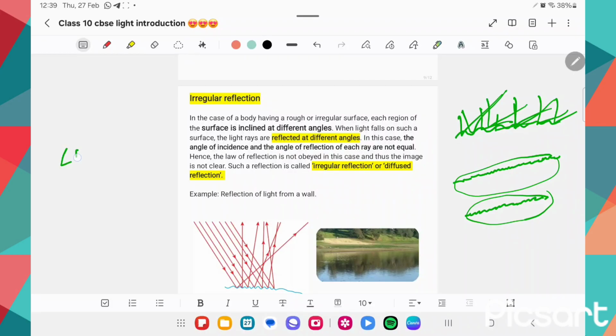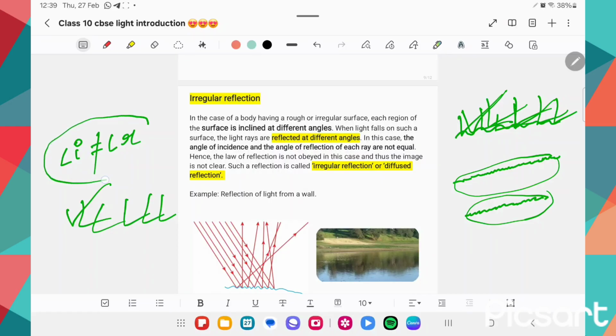It will not be like this. It will be diffused, because the lines will not be parallel. The light rays will be diffuse. At that time, it will not follow the concept that the angle of incidence is equal to the angle of reflection. So this irregular reflection is called as what? Diffuse reflection.